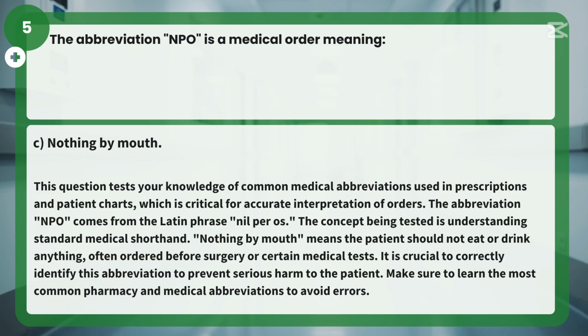Answer: C. Nothing by mouth. This question tests your knowledge of common medical abbreviations used in prescriptions and patient charts, which is critical for accurate interpretation of orders. The abbreviation NPO comes from the Latin phrase nil per os. The concept being tested is understanding standard medical shorthand.